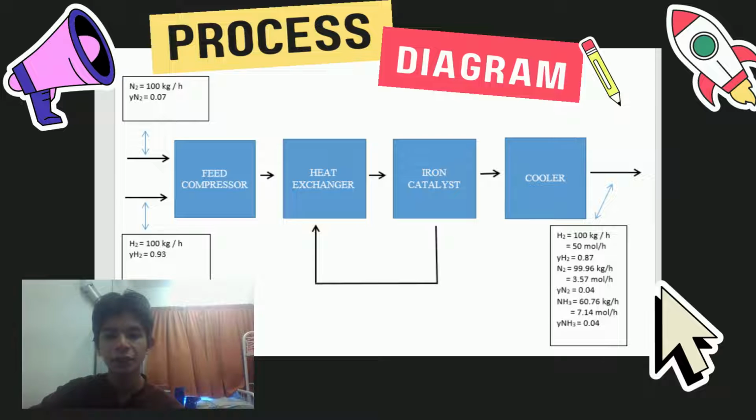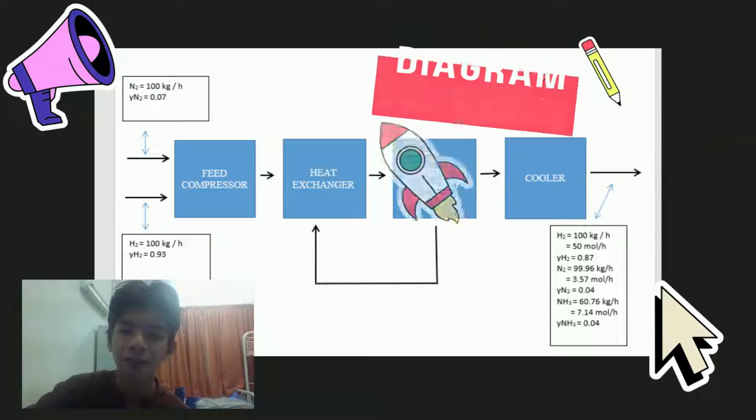Hello, my name is Mohammad Afal bin Salim, and today I want to show you the process diagram and calculation of ammonia processing. First of all, in this diagram, we have the feed compressor, which is used to maintain the pressure of gas. On the other hand, we also have the heat exchanger. It is used to transfer heat from one medium to another. Then we have the iron catalyst reactor, with a temperature around 400 to 500 degrees. And then we have the cooler, which is used to cool down the substance after being heated at around 400 to 500 degrees.